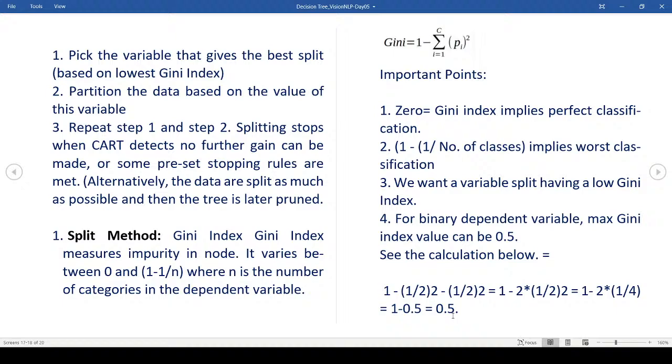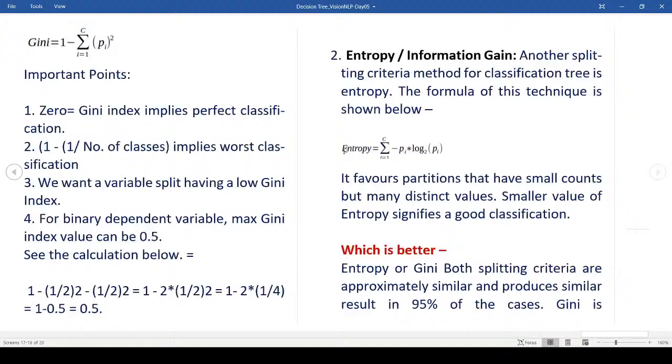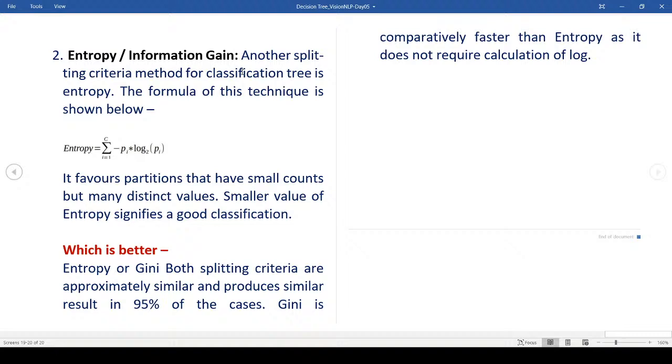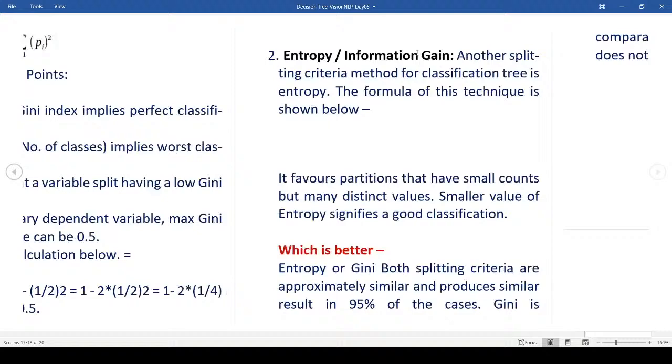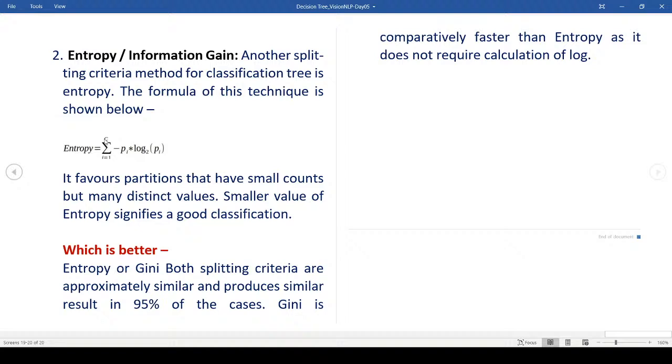So this is one term, Gini index, and the second one is entropy, which we also call information gain. This is another splitting criterion, which we specifically use for classification problems, and the formula is given here. You can see we have introduced the logarithm here, so you just have to learn these two formulas by heart. One is this formula, and the other one is this one. This is for entropy and information gain, where i equals 1 to C, and C can be 1, 2, 3, or 10 classes, or 20 classes, whatever it is: p_i times logarithm base 2 of p_i. It favors partitions that have a small count but many distinct values.